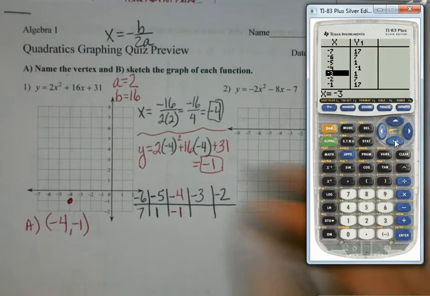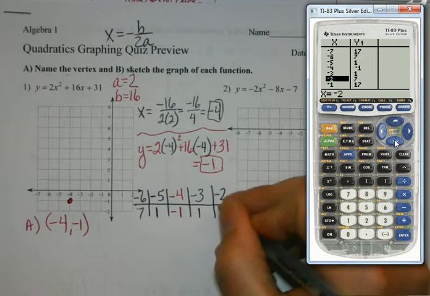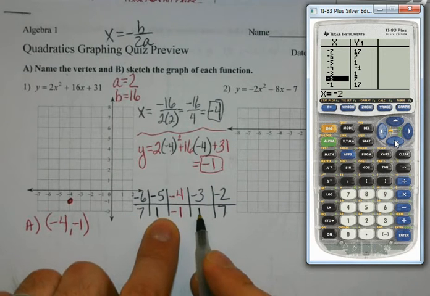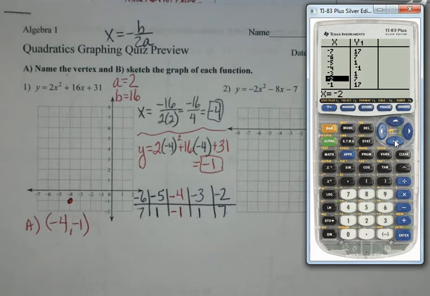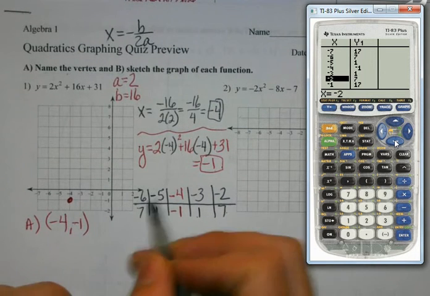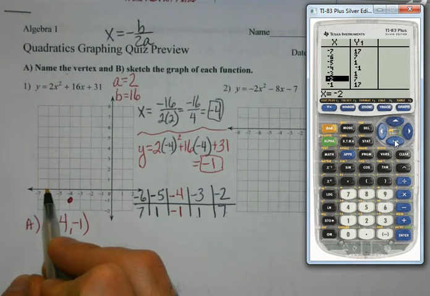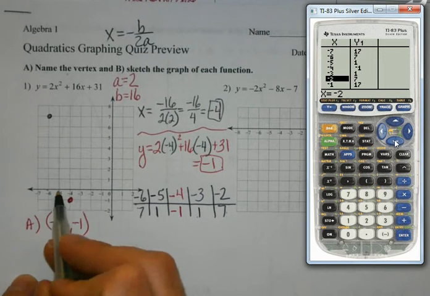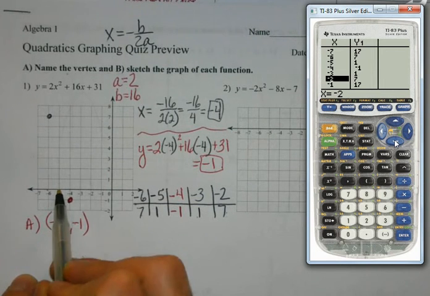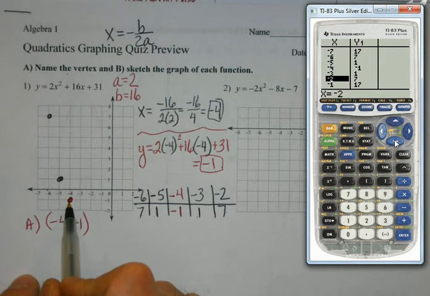And if I've done this right, my y values should end up being symmetrical. Or in other words, as I move away from my vertex, my y values should be the same going each direction. And they are. So once I have that, now I can just plot the points. So negative 6, 7 means I'd go left 6 and up 7, put a dot. Left 5, because my x is negative, and up 1. I already have my vertex.